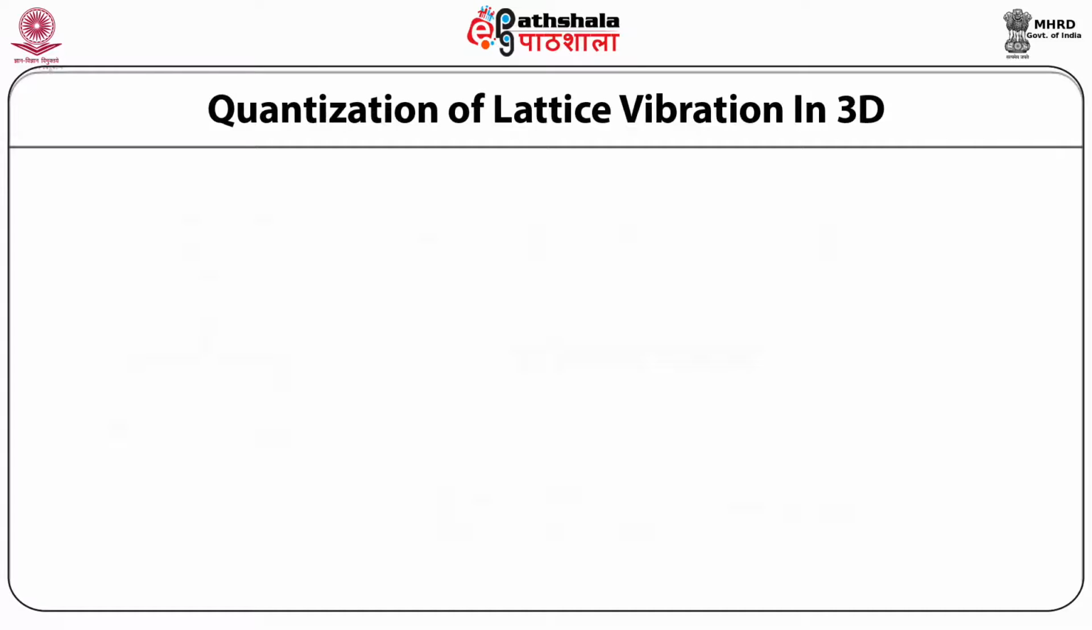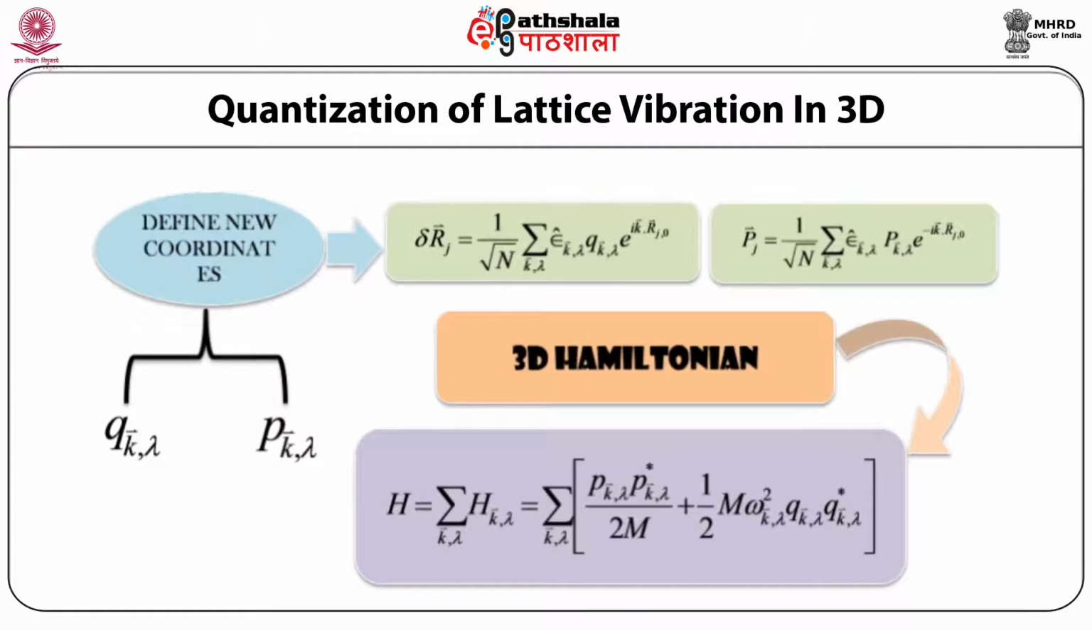Quantization of lattice vibration in 3 dimensions. So now let us discuss and extend our ideas about quantization of lattice vibration in 1 dimension to 3 dimensions. Analogous to the 1-dimensional case, we now define 2 new coordinates q k lambda and p k lambda, and also write down the corresponding operator for the position of the jth ion in 3 dimensions as delta rj, that is a vector quantity, equal to 1 by root n summation over k lambda epsilon hat k lambda q k lambda e raised to power i k dot rj0. And in a similar manner, the corresponding momentum of the jth ion can be written as summation over k lambda epsilon hat k lambda p k lambda into e raised to power minus i k dot rj0.